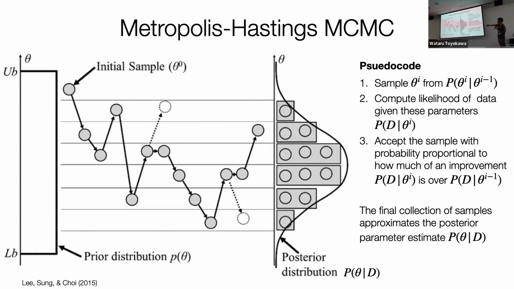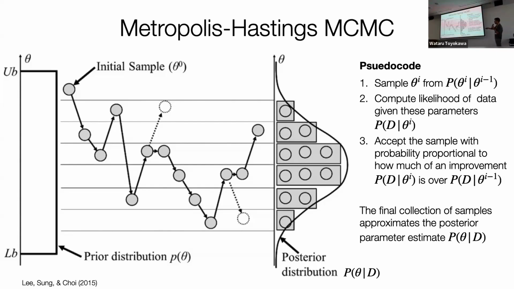Let's say we're at time i, at this point here. Now we're going to accept the sample with probability proportional to how much of an improvement it is over the previous theta i minus 1. Is theta i providing a better fit for the data or a worse fit for the data?